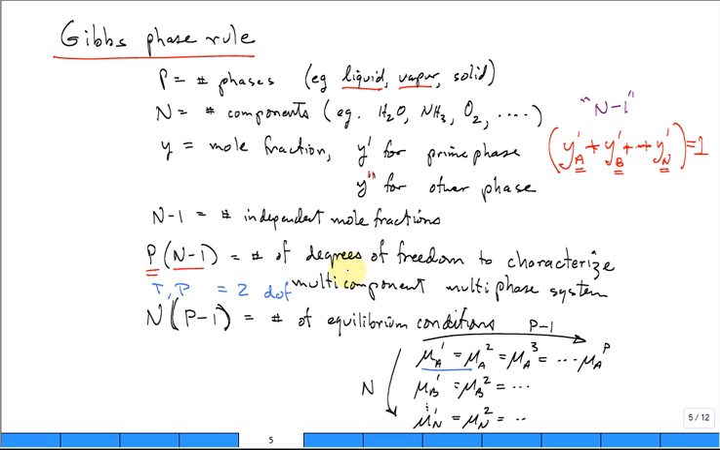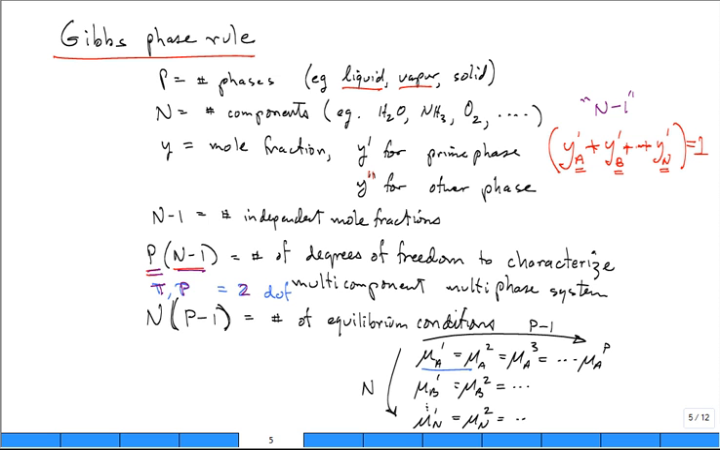So if you multiply the number of phases times N minus 1, you get the total number of degrees of freedom to characterize the multi-component, multi-phase system just in its mole fractions. You add to it temperature and pressure, that's 2 more. So you would have 2, 1 for temperature, 1 for pressure. And then you have P times N minus 1 plus 2 as the total number of degrees of freedom that characterize that system.